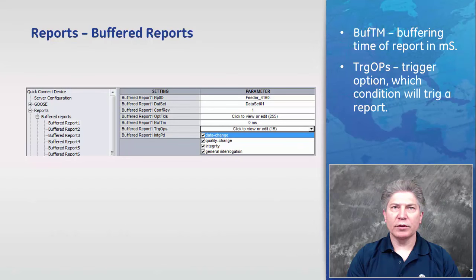The buffered report time is the interval time in milliseconds for the buffering of events for inclusion in a single report. In other words, how long after the initial event to collect and append possible additional events before sending the report message. The trigger option is a bit string that controls which trigger conditions are monitored in this report. In other words, what condition will generate this report? The options are data change, quality change, integrity, and general interrogation.